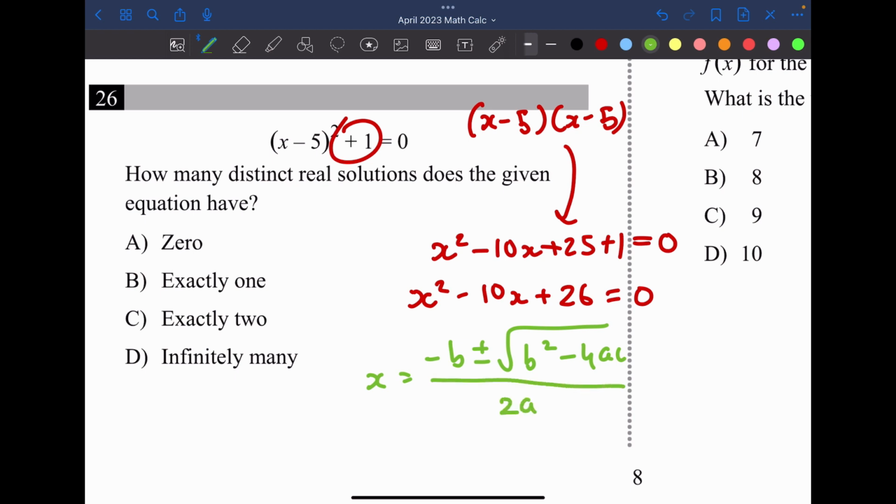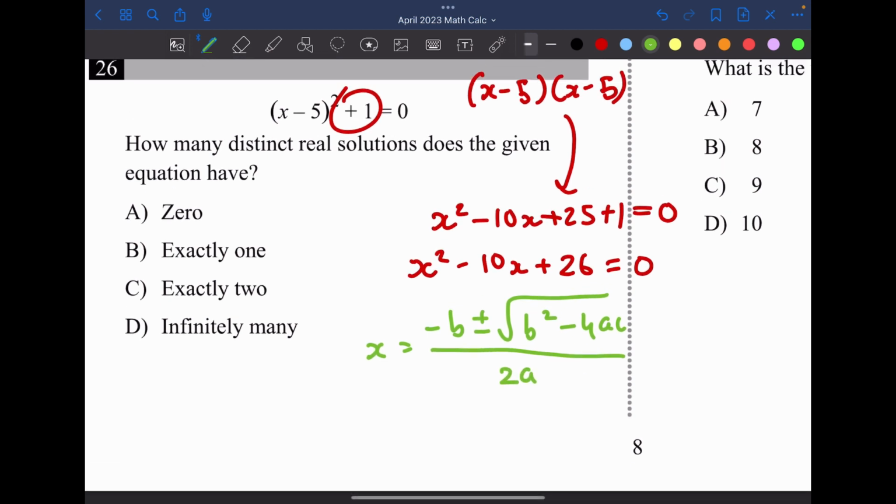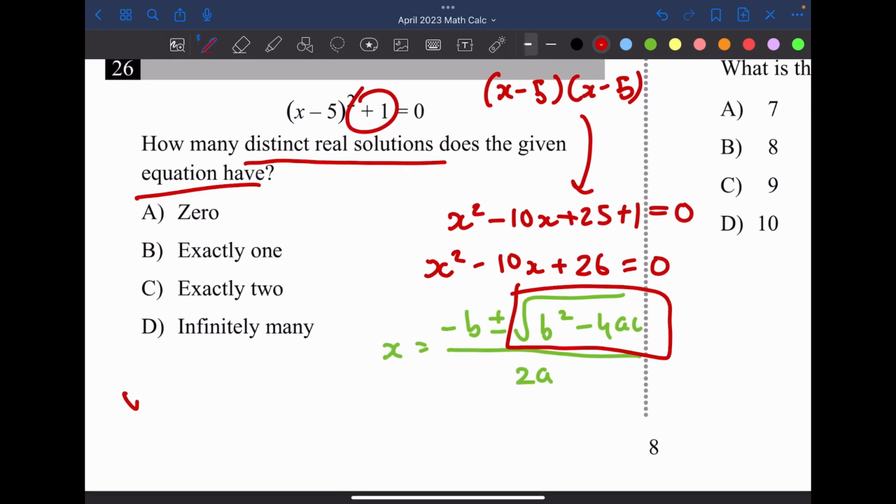Okay, so x is equal to negative b plus or minus the square root of b squared minus 4ac, all over 2a. Okay, so to figure out how many distinct real solutions any of these have, you've got to look at the square root, because that's the only thing that can be invalid. If you have the square root of a negative number, this is invalid. That means none of it will work. You're not going to have any possible solutions for x.